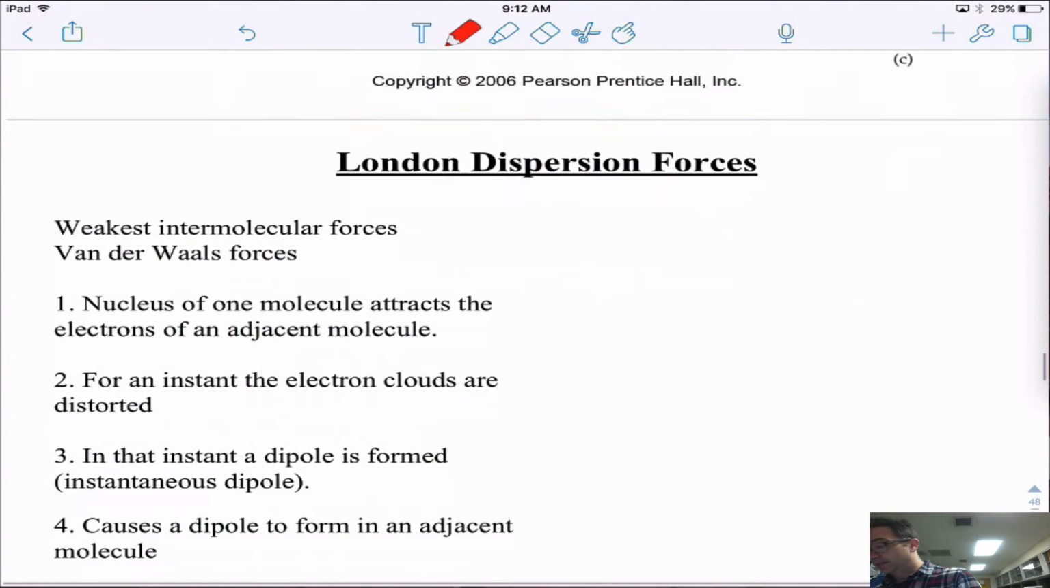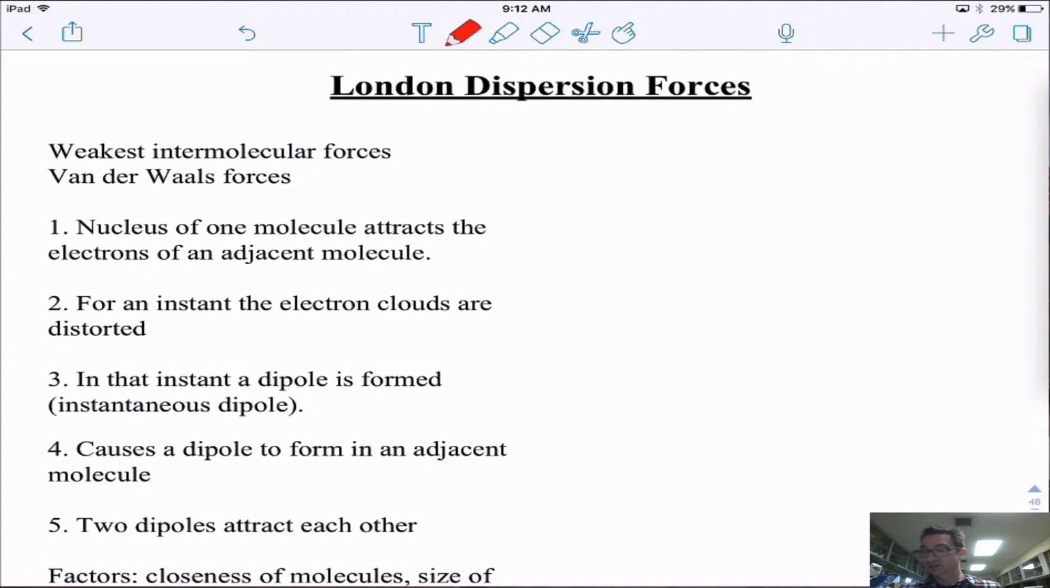Okay, the last type of force is London dispersion forces, and this is the weakest type of force. It's the weakest mainly because it's happening between nonpolar molecules. Two nonpolar molecules don't have any force of attraction between each other. They shouldn't have any partial positive, partial negative. But what we see is that when they get close to each other, when adjacent molecules are in the vicinity of one another, they start to attract each other.